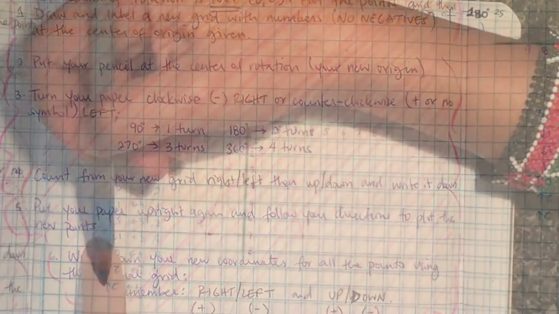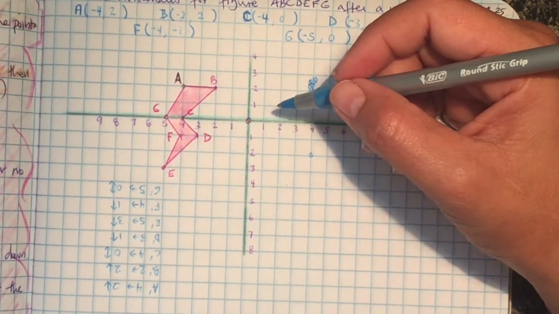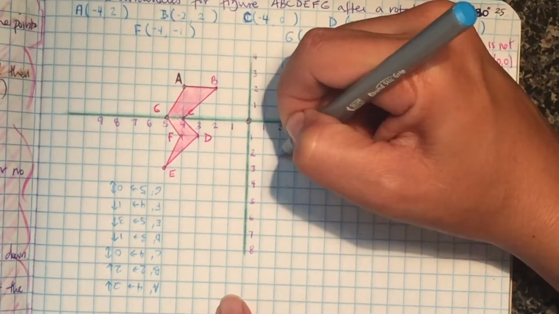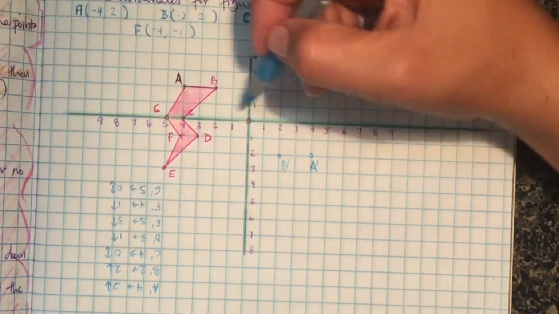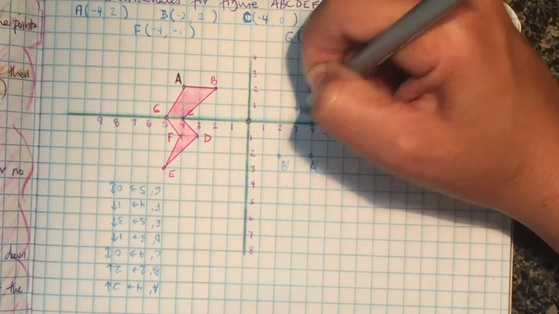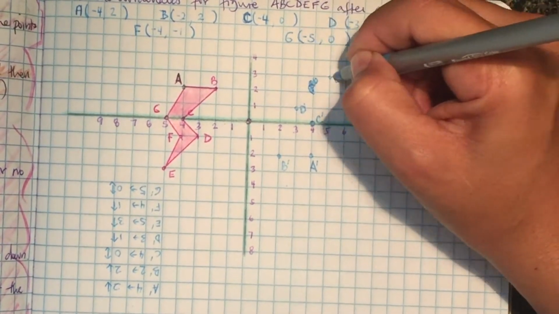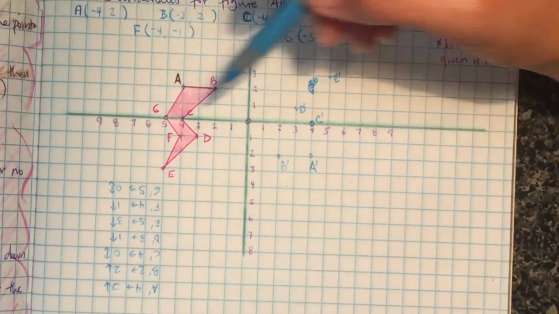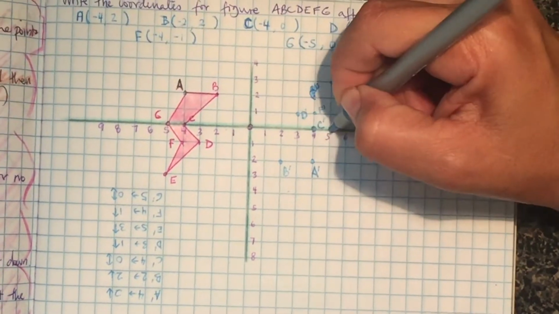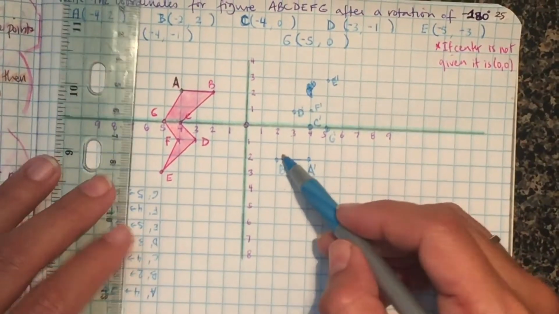Alright, once you've done that, put your paper upright again and then follow the instructions. So again, A is 4 right, 2 down. We plot A prime. B prime is 2 right and 2 down. C is 4 right and not moving. C prime. D is 3 right and 1 up. So you go 3 right and 1 up. E is 5 right and 3 up. F is 4 right and 1 up. G prime is 5 right and not moving. Okay, then go ahead and join all the points together.